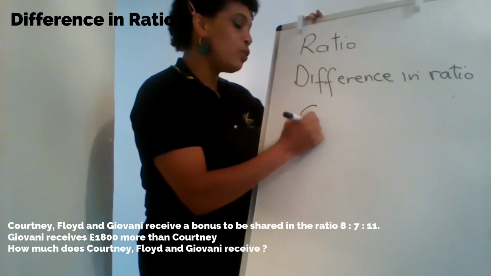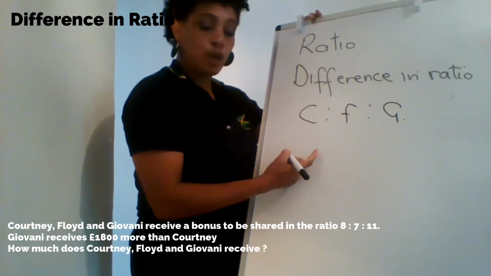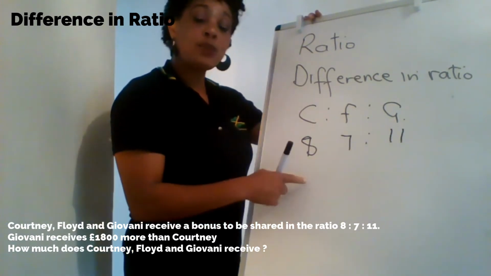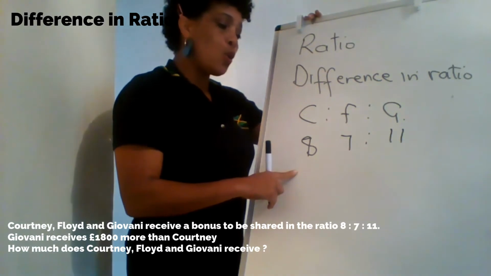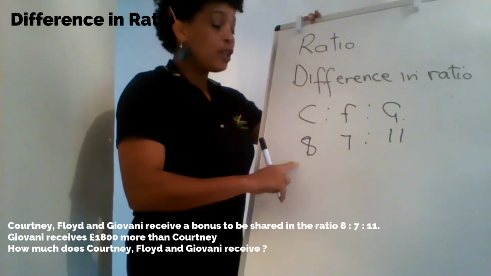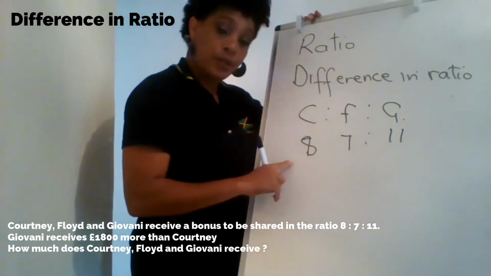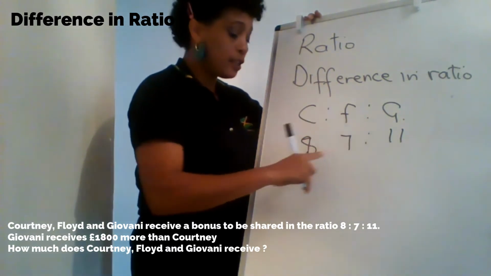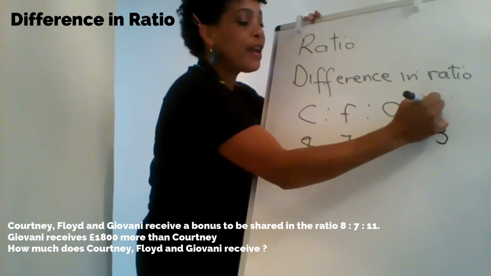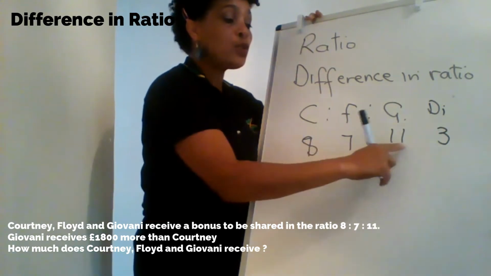We know that it's been shared between Courtney, Floyd, and Giovanni. And we know that it's in the ratio of 8 to 7 to 11. So that's what we know. We also know that Giovanni got 1,800 more than Courtney. So because this is the parts, let's look at how many more parts does Giovanni get more than Courtney. So 11 take away 8 is going to give us 3. So the difference, when you write DI for difference, the difference in parts between these two is 3.